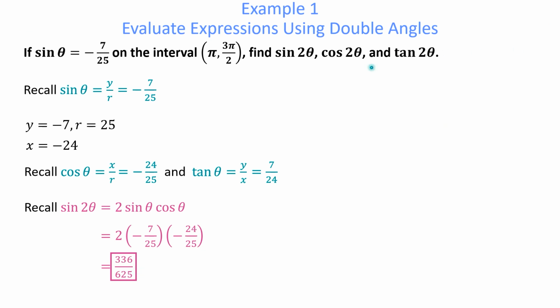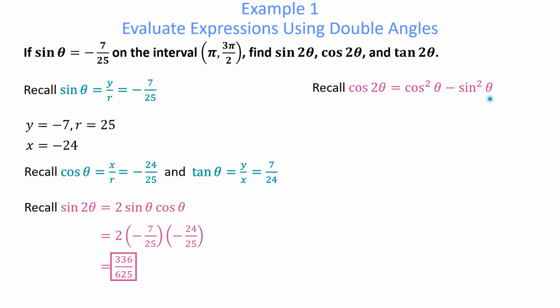So now we want to find cos 2 theta. Now, because we know both sine theta and cos theta, it doesn't matter which of the 3 double angle identities we use. But in my example, I'm going to use this one. Cos 2 theta is equal to cos squared theta minus sine squared theta.